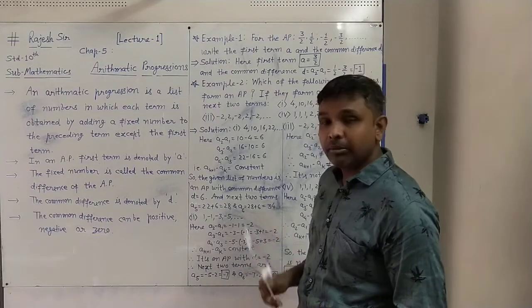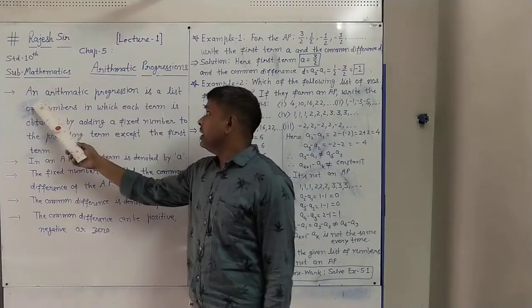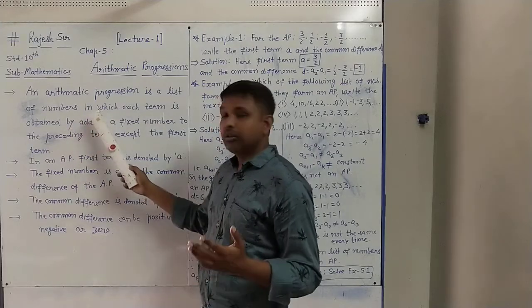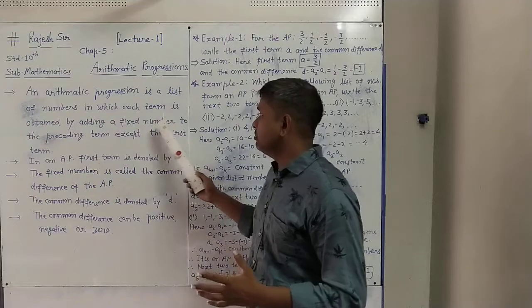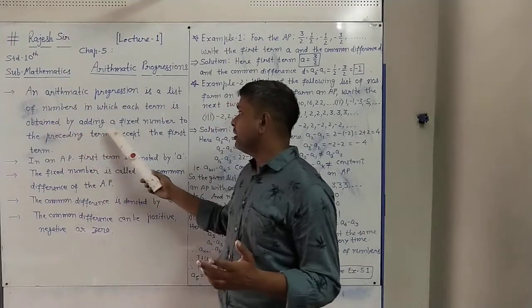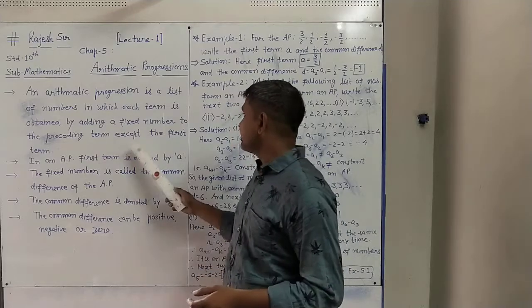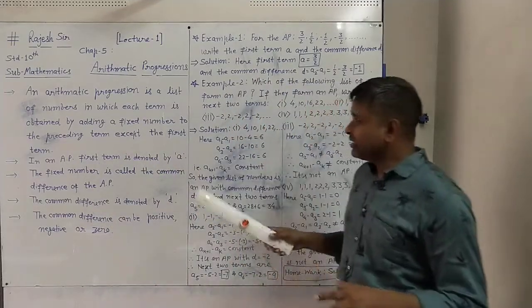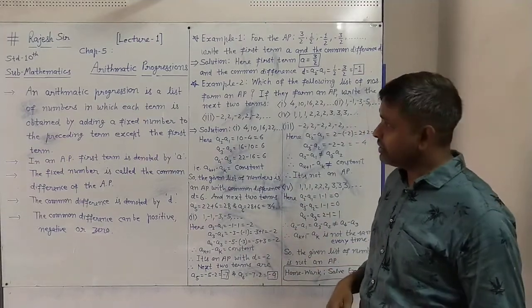So what is this arithmetic progression? For that, the definition we have is: an arithmetic progression is a list of numbers in which each term is obtained by adding a fixed number to the preceding term, except the first term. In the next coming examples, we will verify it and understand it.